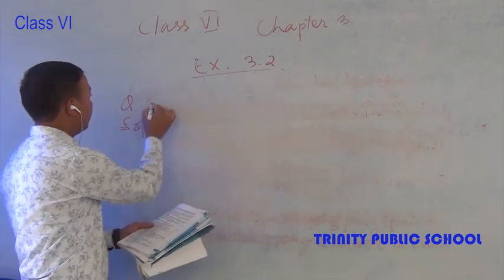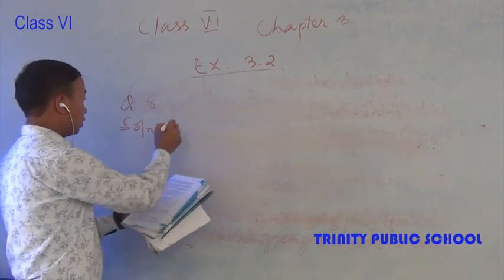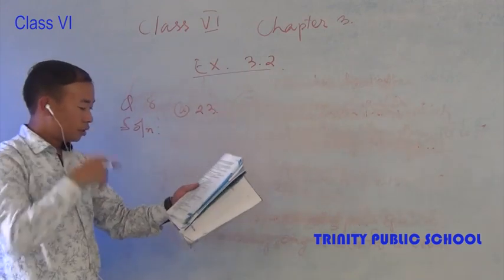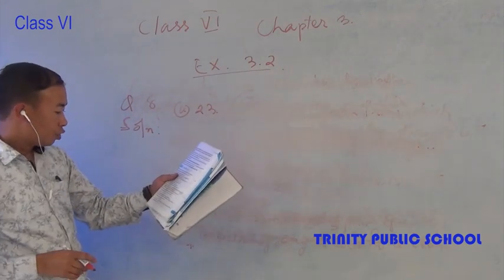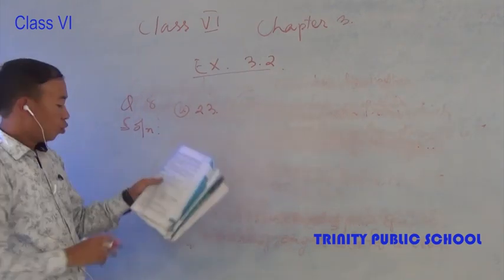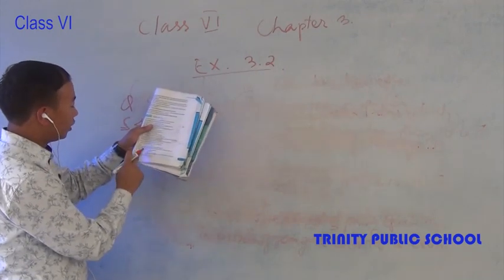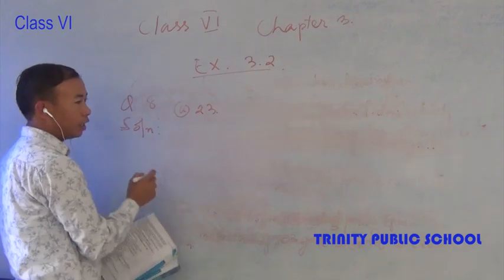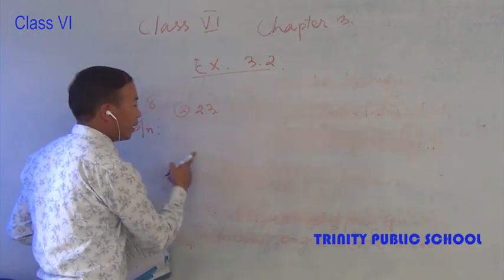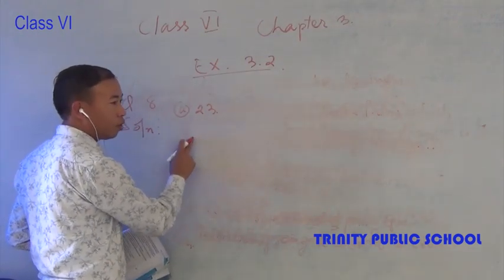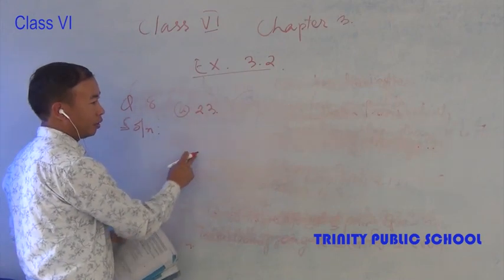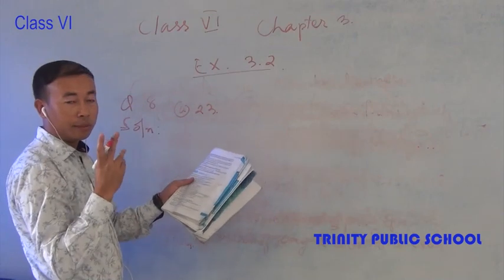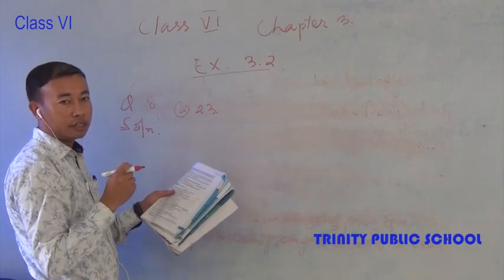Question number 8. Let me do only one. A, 23. The question says, which of the following numbers are prime? We have to find whether the given numbers are prime or not. The definition of a prime number says those numbers having only 2 factors are called prime numbers. So we have to factorize, we have to find out the factors. If there are only 2 factors, then it is a prime number.